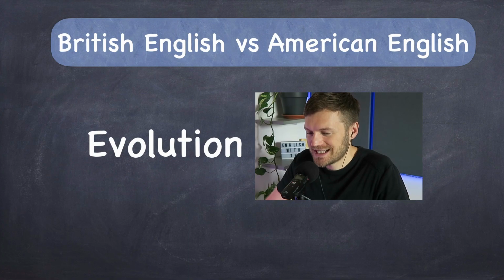The next word is spelled E-V-O-L-U-T-I-O-N. How would you pronounce this word in English? In British English, some people would say evolution. So the E at the beginning is pronounced like an E. And the entire last part of the word, the T-I-O-N, is pronounced shun. So not tion or something, but shun, with a sh sound.